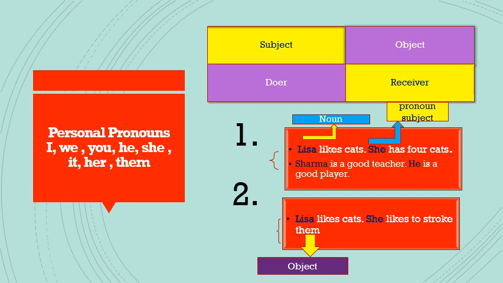Likewise, Lisa likes cats, she likes to stroke them. In this case, the object is them, because it is the cats who are receiving those strokes. So it is the cat who's the object over here. While we do personal pronouns further, it will be more clear to you how to use them. Alright.